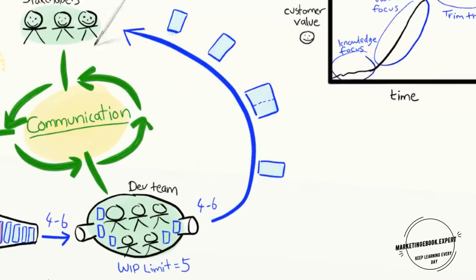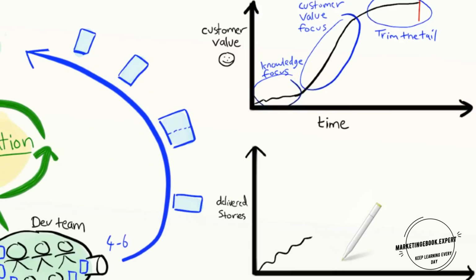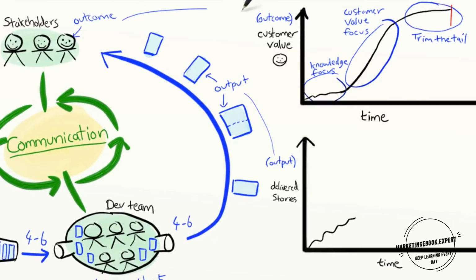If you measure the velocity of your team, or the combined velocity of all your teams, you can draw a story burn-up chart, like this. This chart shows the cumulative number of stories delivered over time, or story points if you prefer. Note the difference. This curve shows output. That curve shows outcome. That's the output, and that's the outcome that we hope it will achieve.